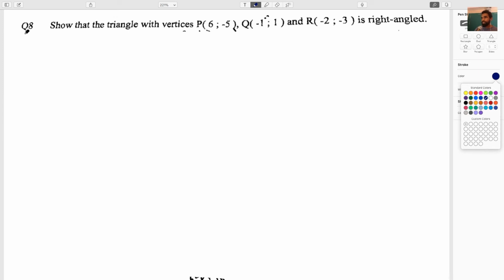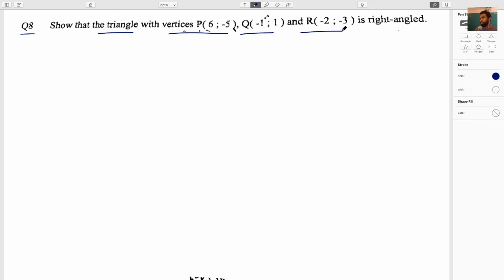So, question 8 says, show that the triangle with the vertices blah, blah, blah, blah, and blah, blah is right angled. How do we do this? Of course, we start by drawing our Cartesian plane and plotting the points. So let's go ahead and do that.